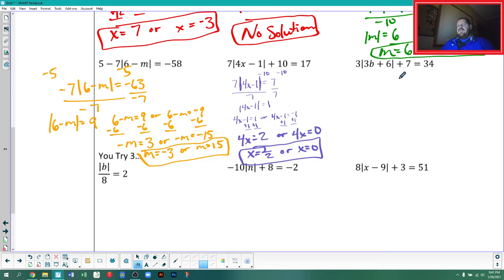Okay. Next one, same kind of process. Subtracting 7. Then I'll have to divide by something. Divide by 3, it looks like. And over here, we're going to get, what do we get there? 27. Yeah, 27. Divide by 3. Divide by 3. Cancels that out. 3b plus 6 equals 9. And that's absolute value. So now I want to split it apart.